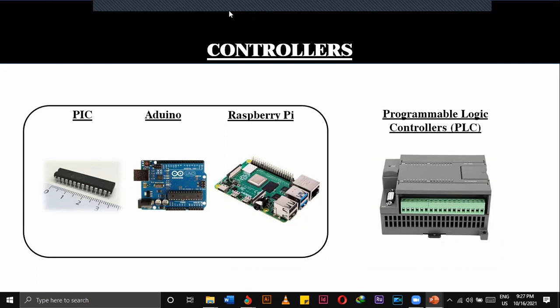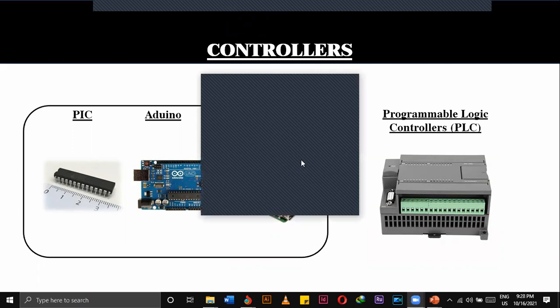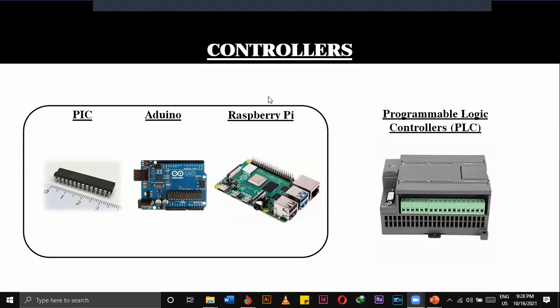Okay, sir. Next one. Excuse me, sir. In the capacitors, what's that? 102, 103, some numbers are written on the capacitors.